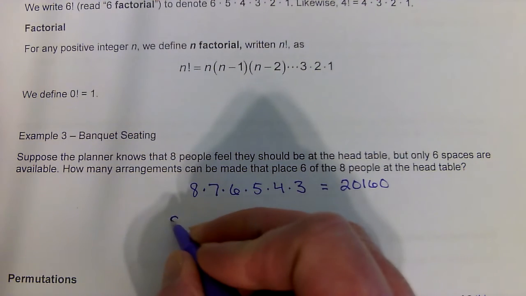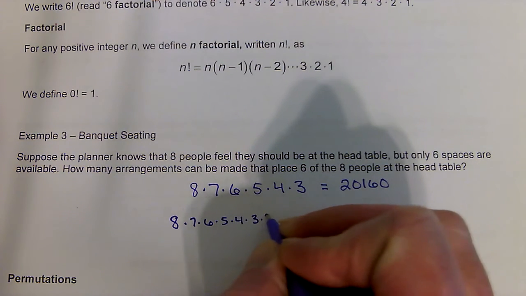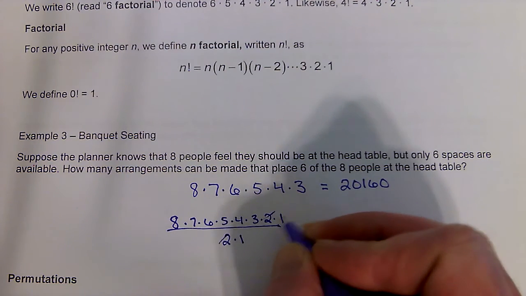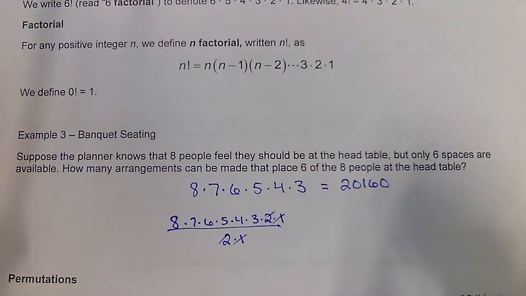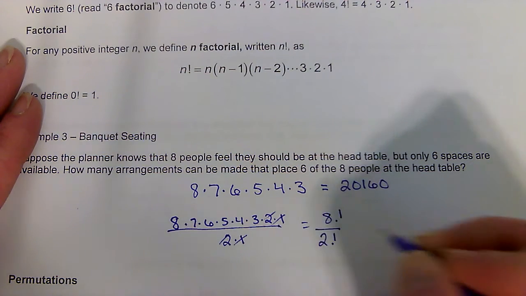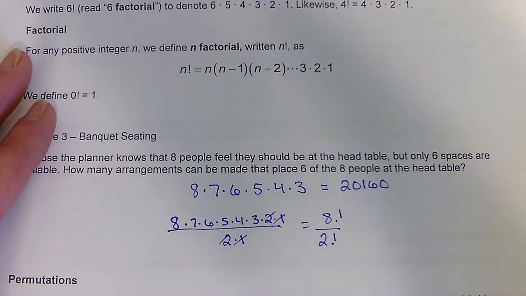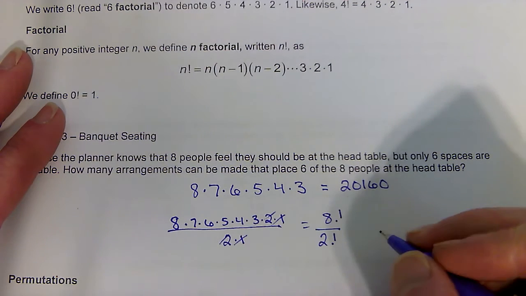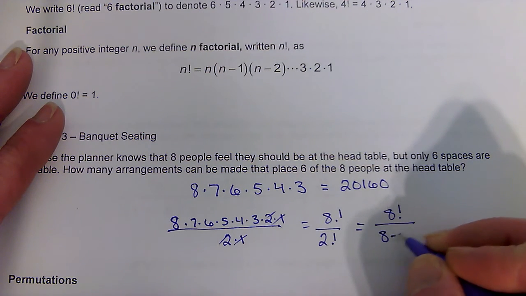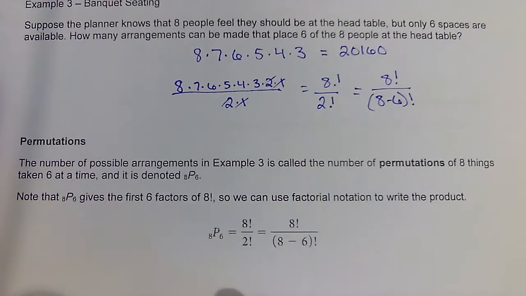So this would have been the same as doing 8 times 7 times 6 times 5 times 4 times 3 times 2 times 1 divided by 2 times 1. And so that's like having 8 factorial divided by 2 factorial. And the way I'm going to get that 2 is because there's 2 people that aren't getting seated. So it was 8 factorial divided by 8 minus 6 factorial. This is called a permutation.